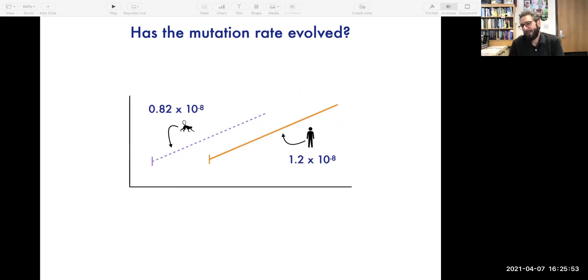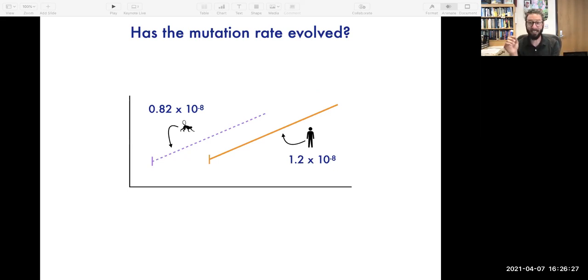Okay, here's one question. You can all draw your own conclusions. Has the mutation rate actually evolved? So the average rate for the human data that I showed you, when they have kids at an average age of 30, is 1.2 times 10 to the negative 8th. If I change the puberty time and I change the average age after puberty that owl monkeys have kids, their rate is 0.82 times 10 to the negative 8th. And it's all explained just by sliding the line and changing the age, right?